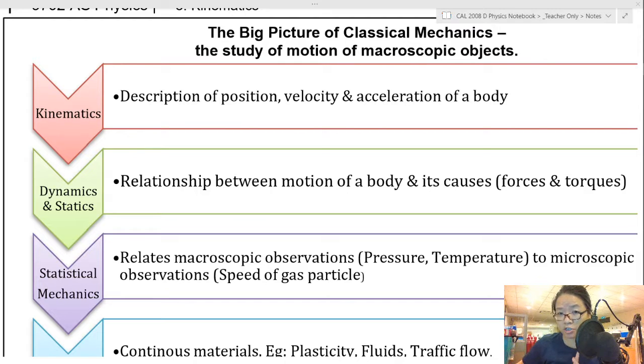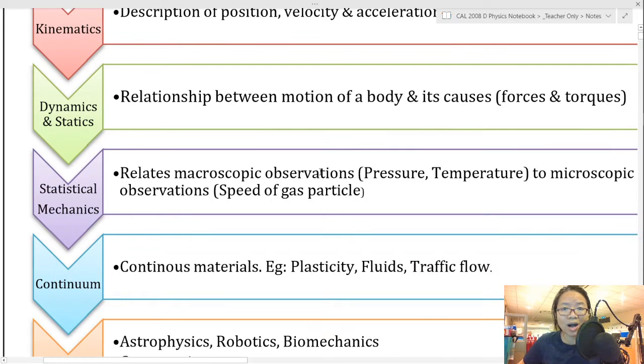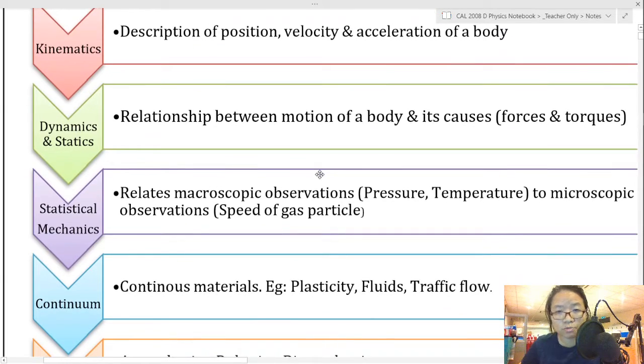And then in chapters 4 and 5, we're going to move on and talk about dynamics and statics. Since we are already able to describe how something moves, we want to be able to explain why it moves that way, because description is not enough, explanation is preferred.